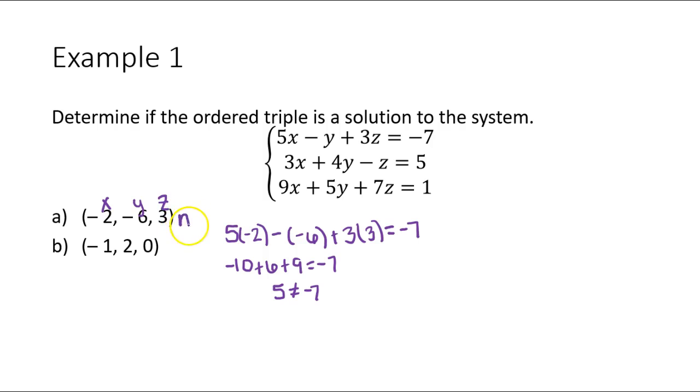Therefore, this first one is not a solution to this system because it didn't work in the first equation. It doesn't matter if it works in the second and third one. If it didn't work in the first, it's not going to be a solution for the system.